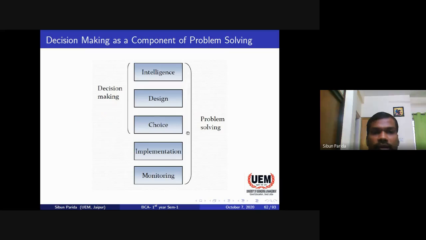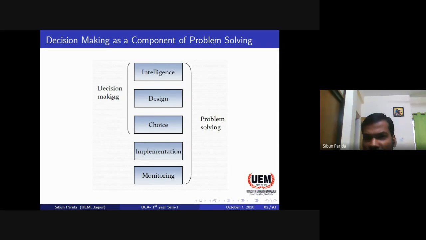Now this is the layout of decision making as a component. What are the components? Intelligence, design, and choice. First you are using intelligence. You are using your knowledge to design something, and from this design you are making some choice, either this or that. Once the choice is done, you go for an implementation phase. Once the implementation is there, you are monitoring whether it is successfully addressing the objectives or goals it was made for. So this is all about problem solving, and the combination of intelligence, design, and choice is called decision making.